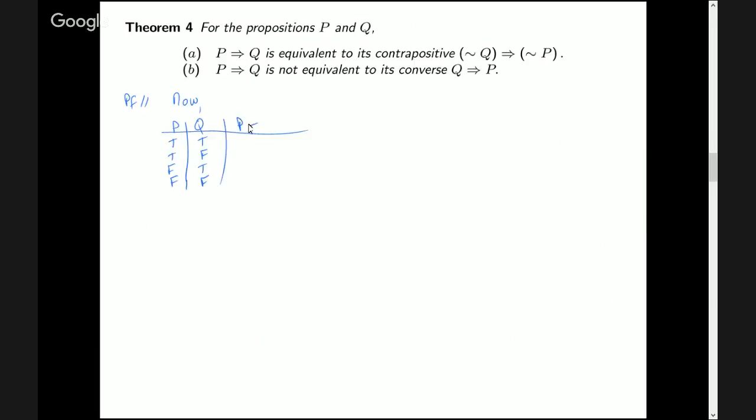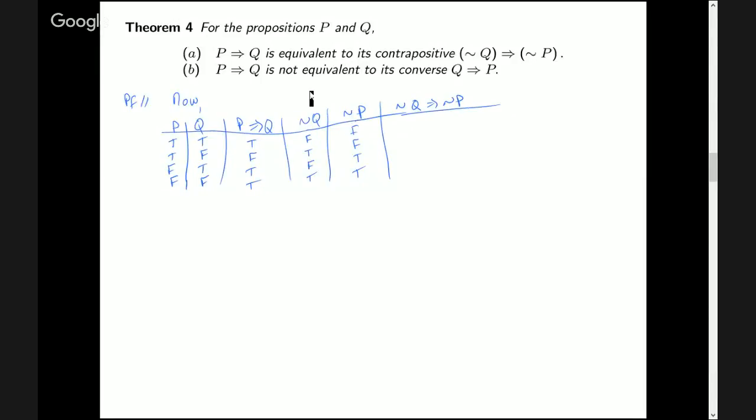Okay, now let's look at P implies Q. There we go. So that was true, false, true, true. And then let's look at not Q. So that would be false, true, false, true. And let's look at not P. False, false, true, true. And then not Q implies not P.